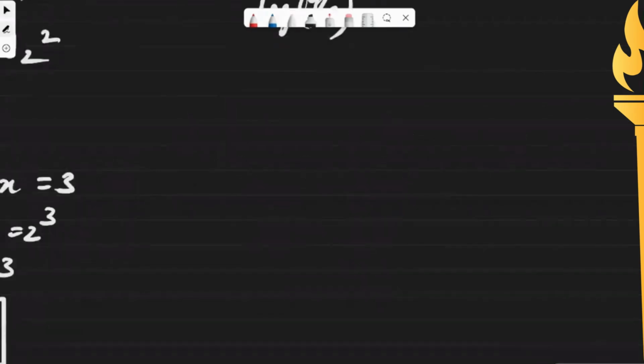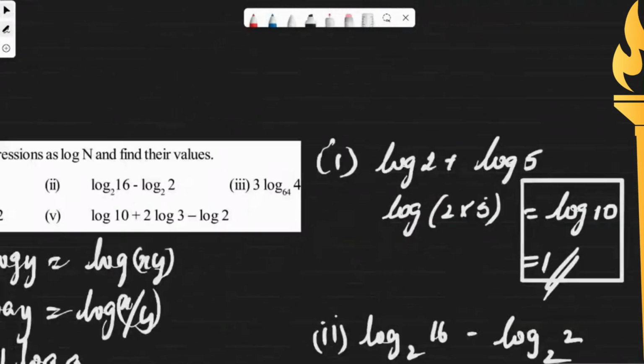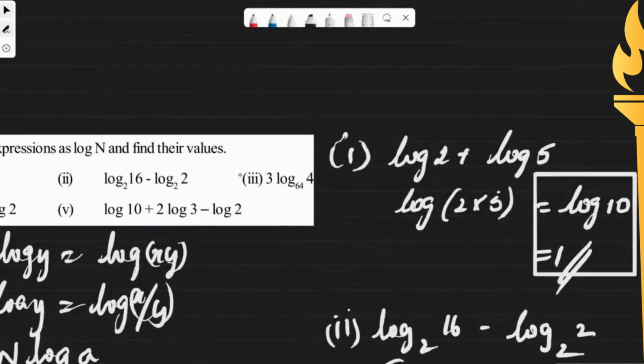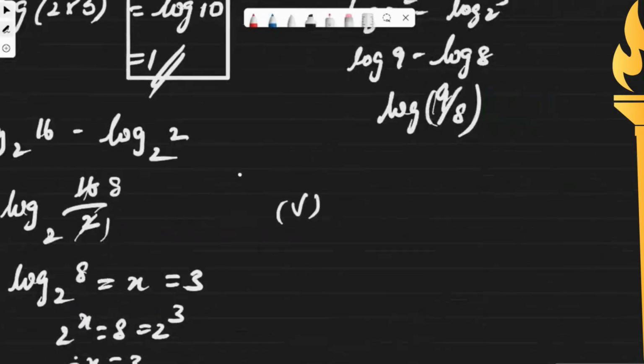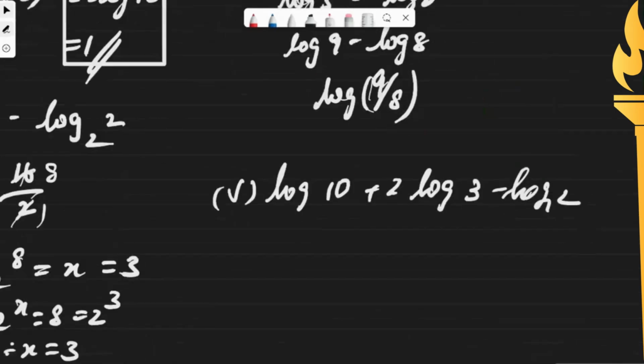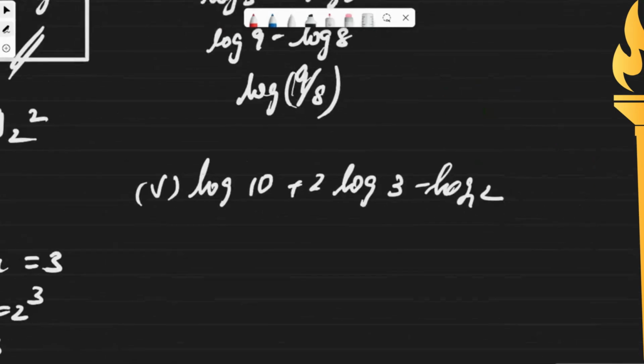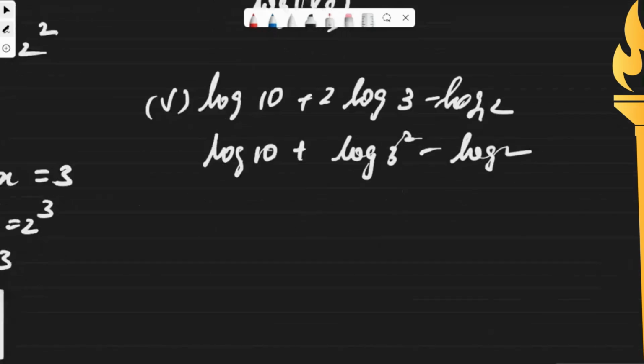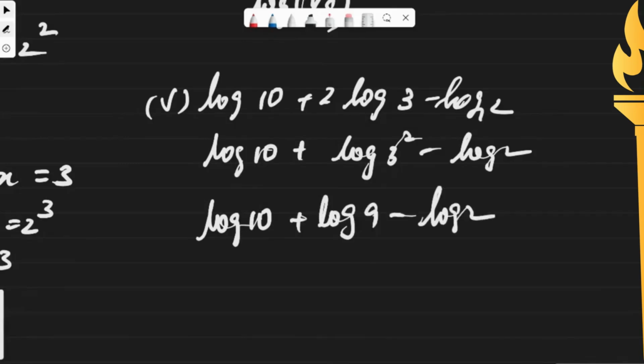Last but not the least, we have the fifth one. So what is the fifth one? Log 10 plus 2 log 3 minus log 2. The second term is n log a, so let us write it as log a power n. So it will be log 3 square. Log 10 plus log 9 minus log 2.